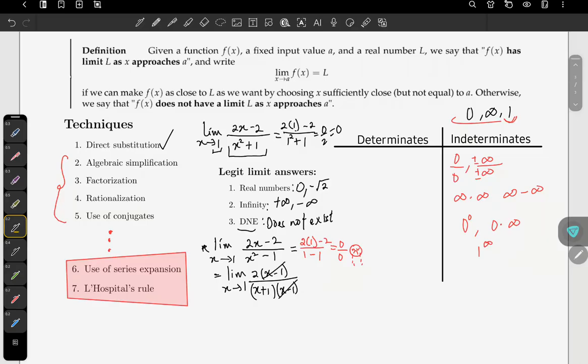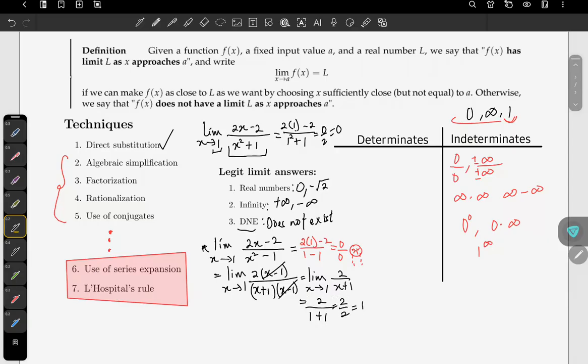We can do this because we are not interested in what happens at 1. Because at 1, that will be saying 0 over 0, which does not make any sense. So because we are only looking at what happens as we approach 1, we are allowed to do the cancellation. So this is the limit as x goes to 1 of 2 over x plus 1. And we can now substitute directly again. That will give us 2 over 1 plus 1, which is 2 over 2, which is equal to 1.